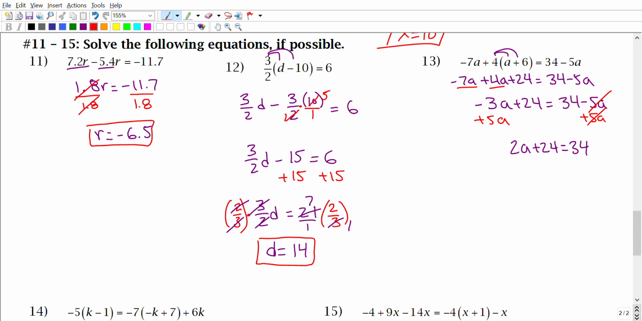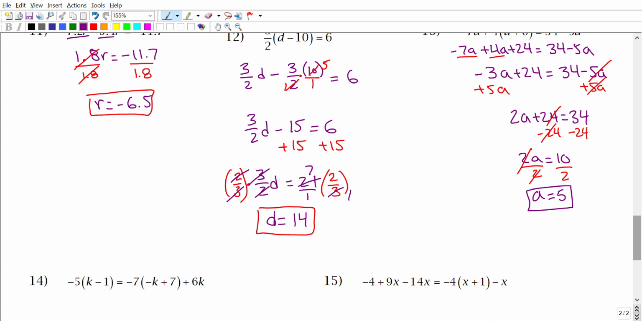Finally, I have variable just on one side, so I can move on to SADMAP, get rid of the 24. So I get 2a equals a positive 10. Divide both sides by 2 to get the a by itself. So I get a equals 5. Awesome. Good. So far these have all had good solutions. So we haven't had to worry about any of those special cases we've done in the past. So let's go ahead and keep going.